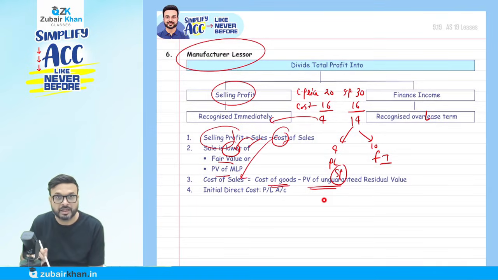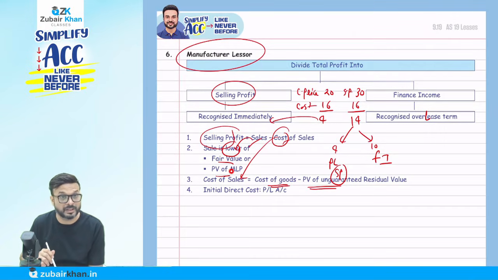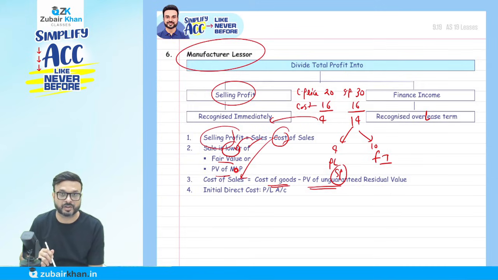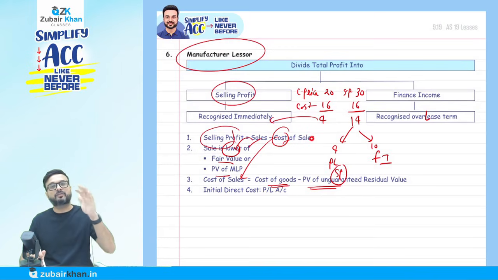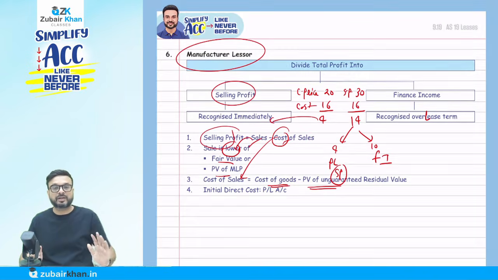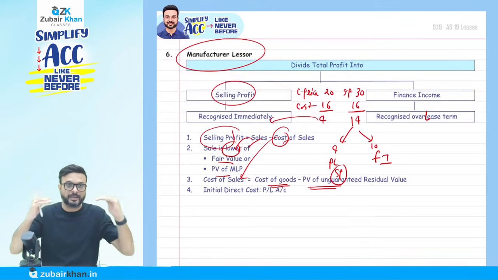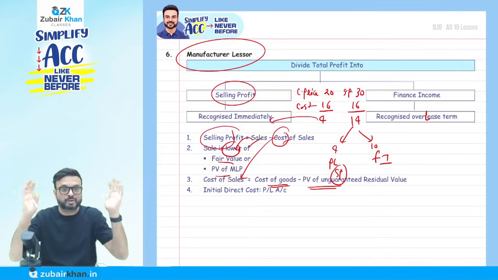The logic is that when we talk about the sales price, this is the fair value or the present value of minimum lease payment. The minimum lease payment does not cover the unguaranteed residual value, so on the sales side there is no unguaranteed residual value. So on the relevant expense, they also reduce the present value of the unguaranteed residual from the cost of sale, to keep the base the same.